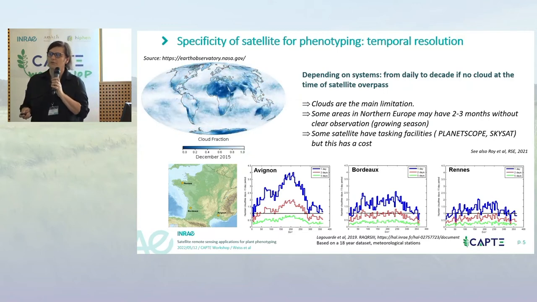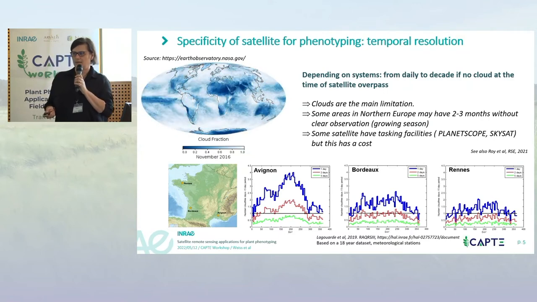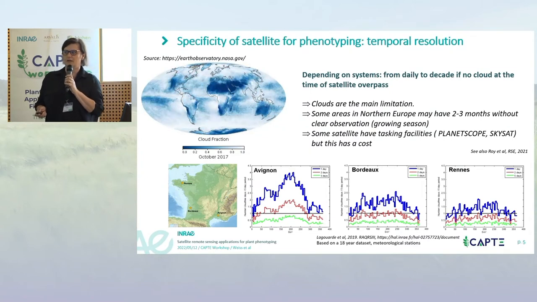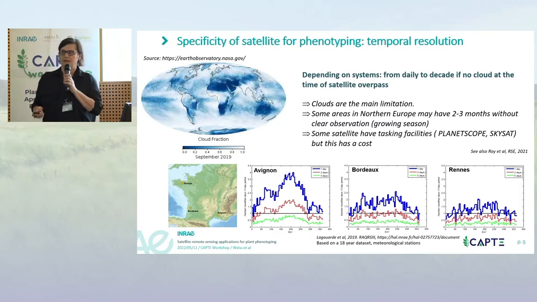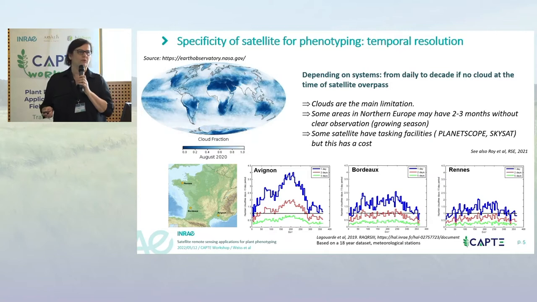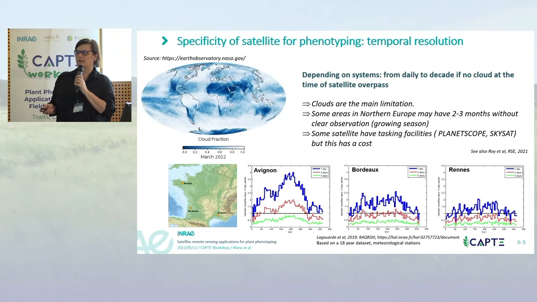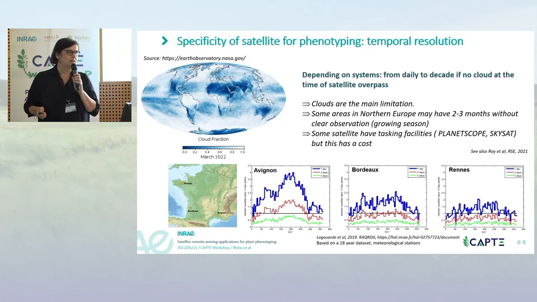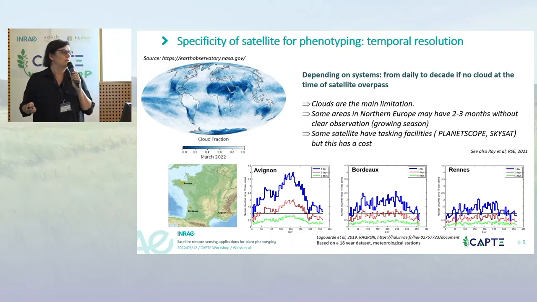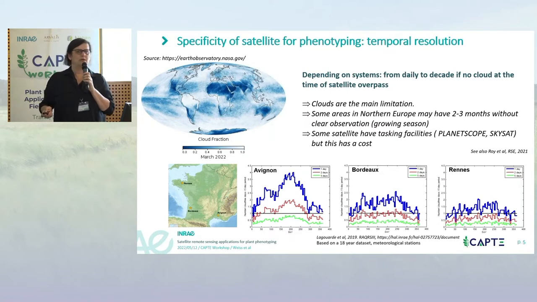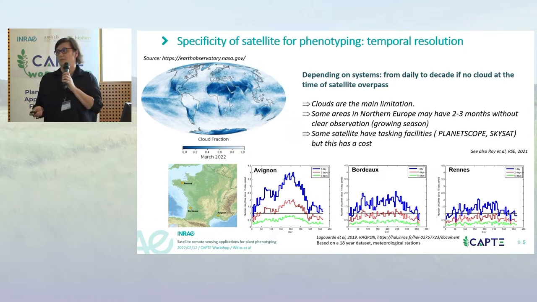So here you have an illustration, also a study from Laguardia based on an 18-year data set in 3 towns in France, Avignon, Bordeaux, and Rennes. And actually they tried to evaluate the number of clear days within one period when you have a revisit of the satellite of 1 day, 2 days or 5 days. And what you can see is that in Avignon, if you have a 2-day revisit, you can sample actually the whole cycle, but then you go to Bordeaux and you need to have a satellite passing every day. And in Rennes, it's worse. Sometimes you don't get any data, even if you pass every day.